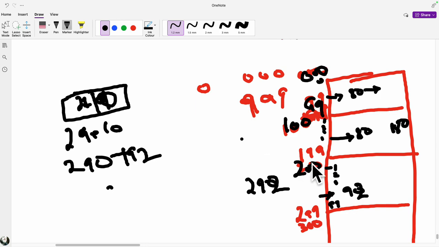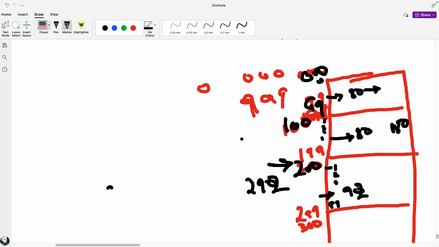Because 20 means 200. So 20 into 10, this is 200. Because I want the base address firstly. Base address will be in the memory. Base address is 20, and 20 means actually 200. How do I calculate it? Multiply it with 10.